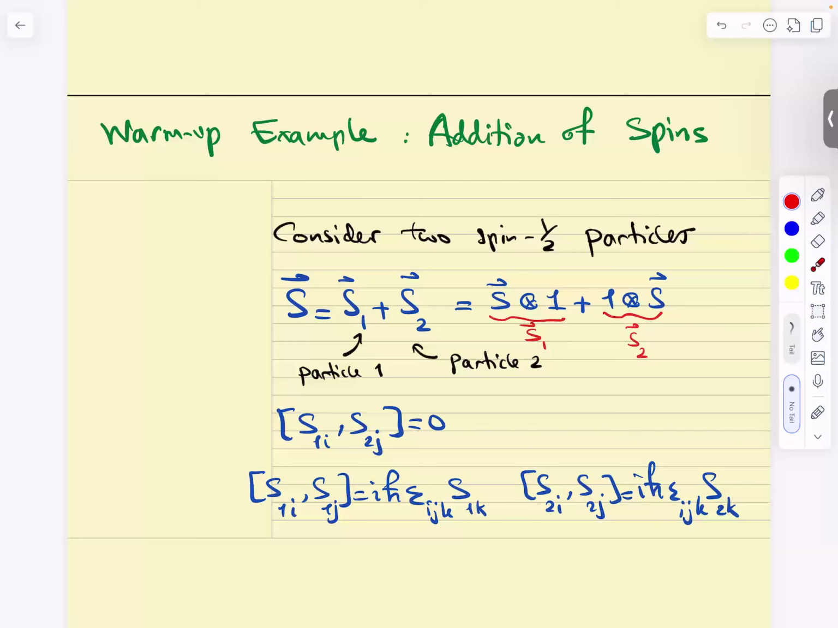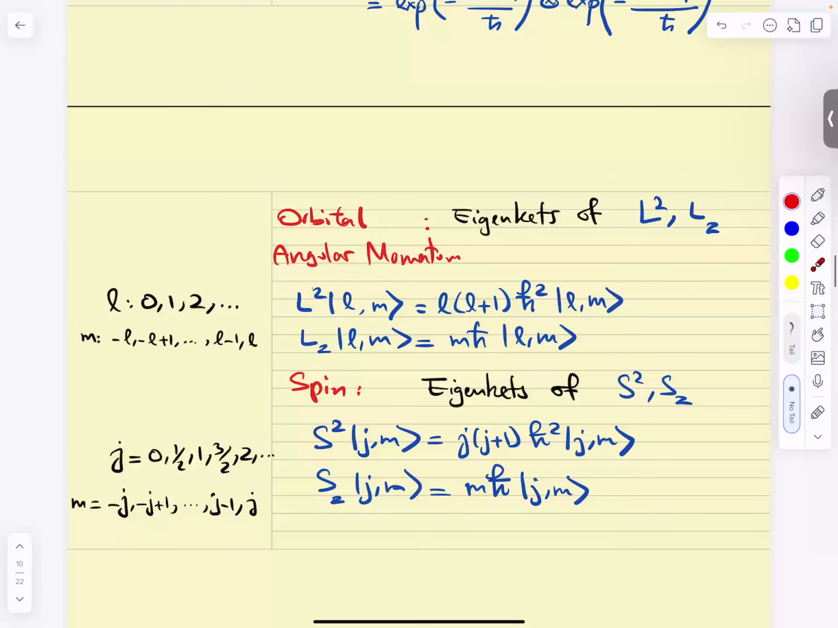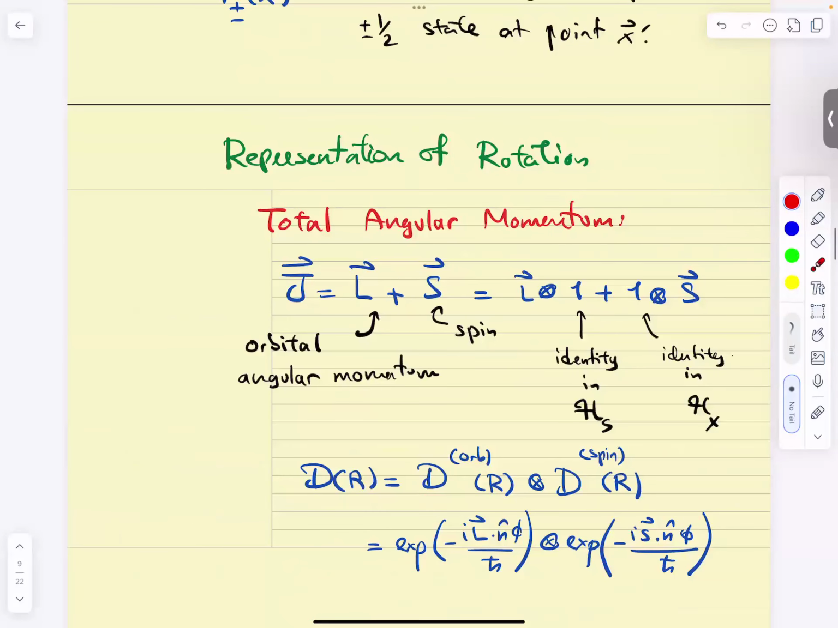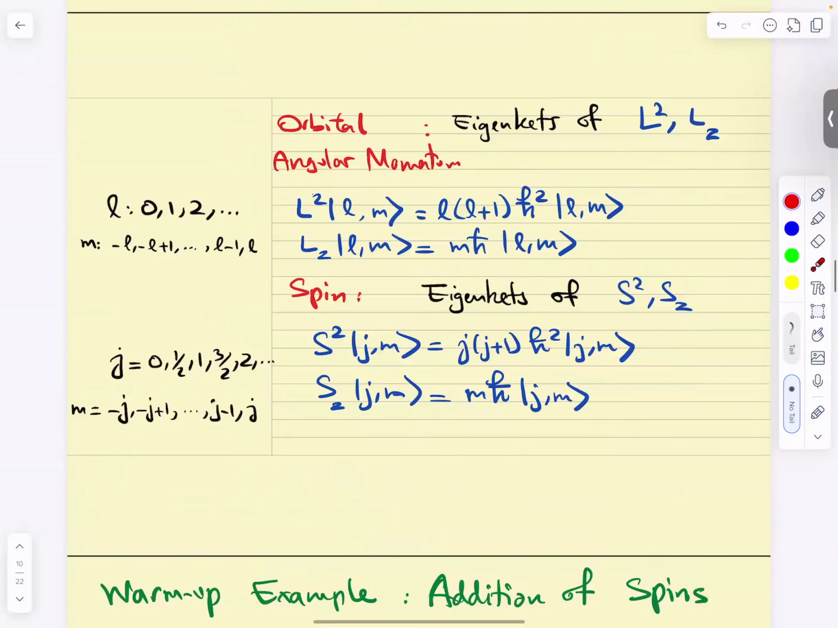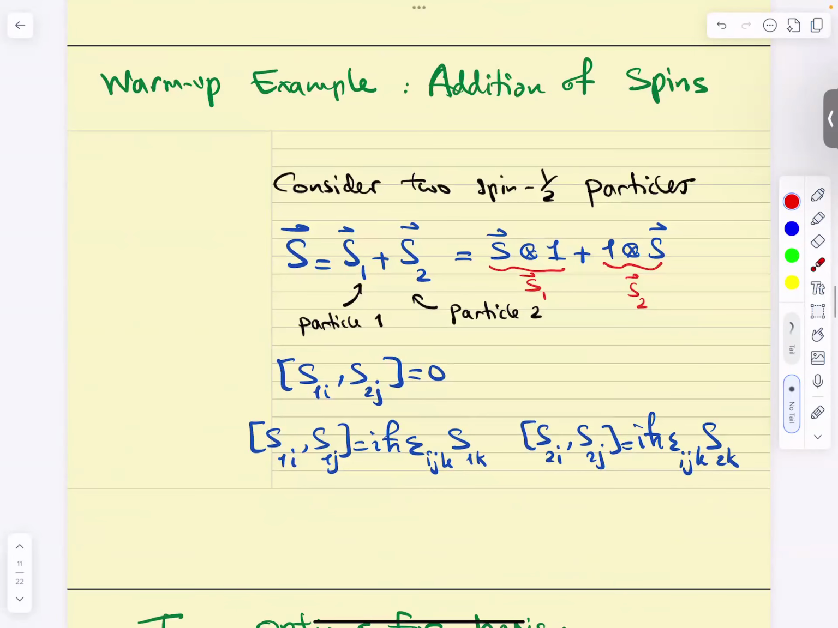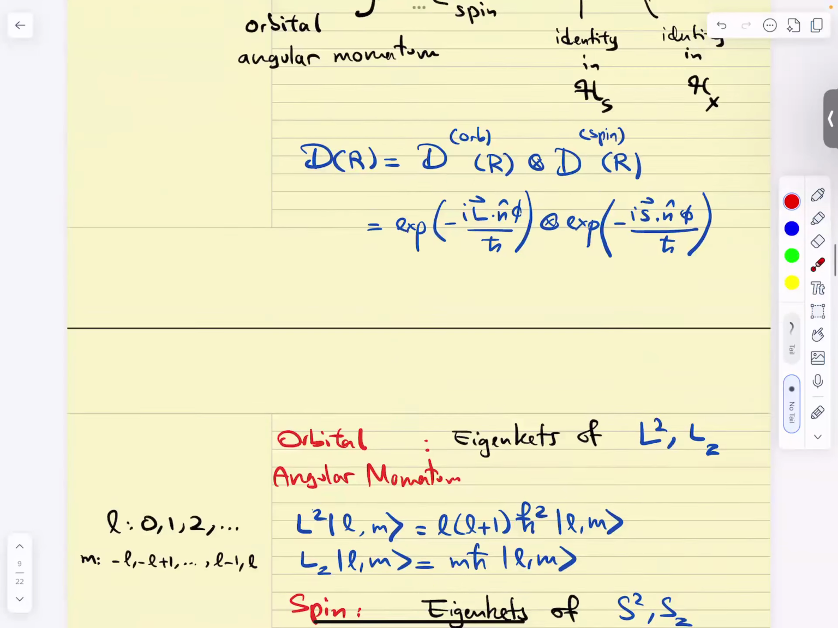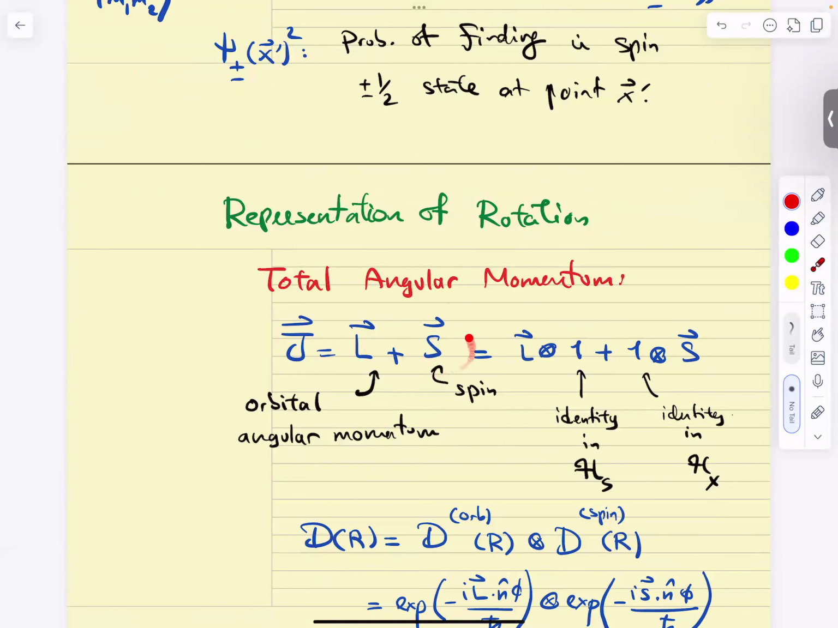The idea is this. We would like to talk about how rotations act on a particle with spin, how it acts on the whole wave function, the spatial part and the spin part, right? So we would like to talk about these transformations. What you see in this structure is that your angular momentum is the sum of two terms that are commuting, right? L tensor identity plus identity tensor S.